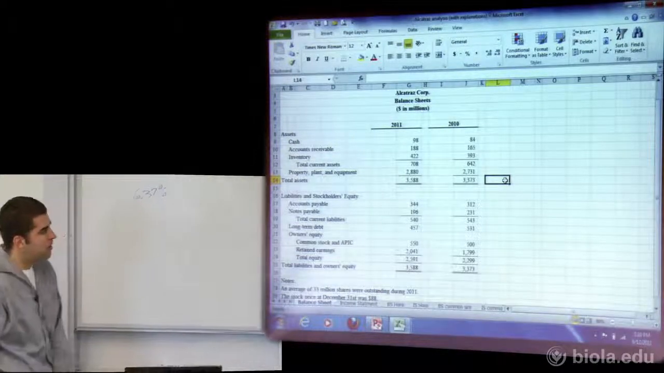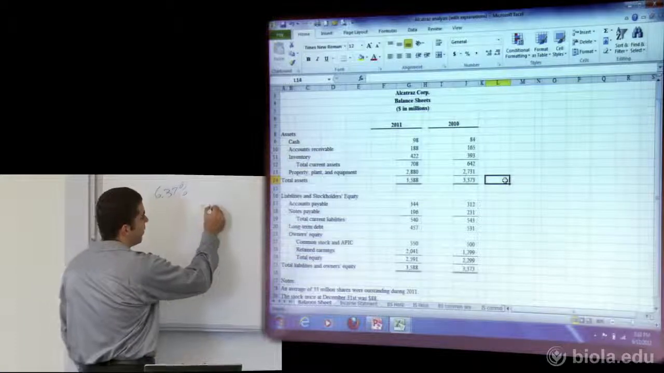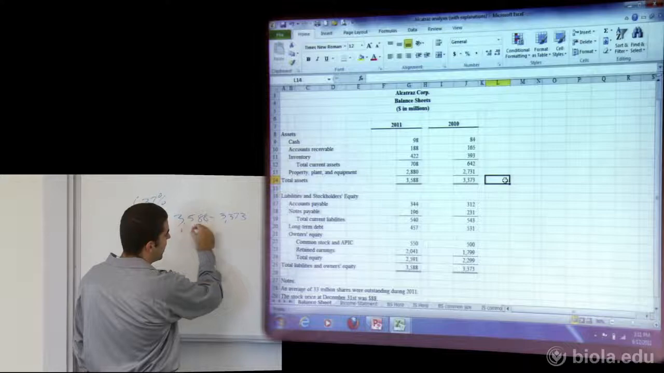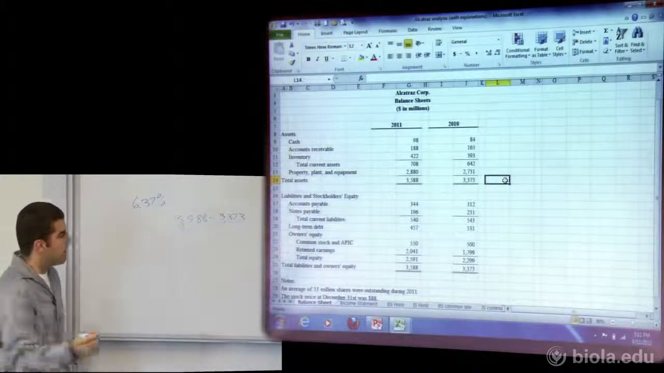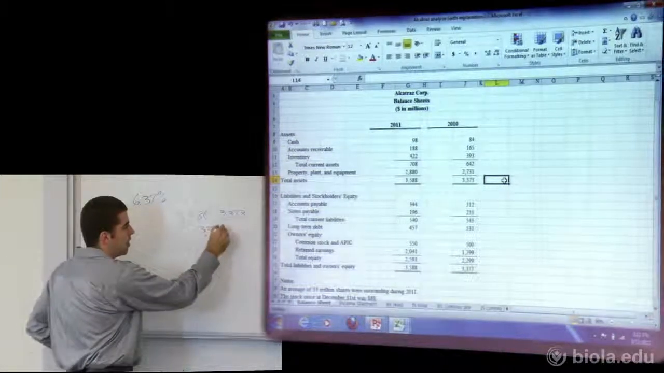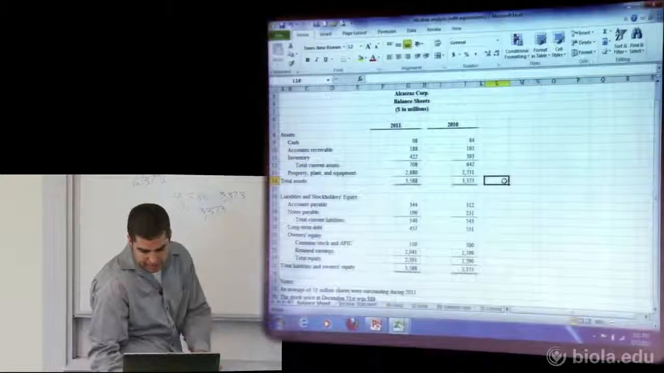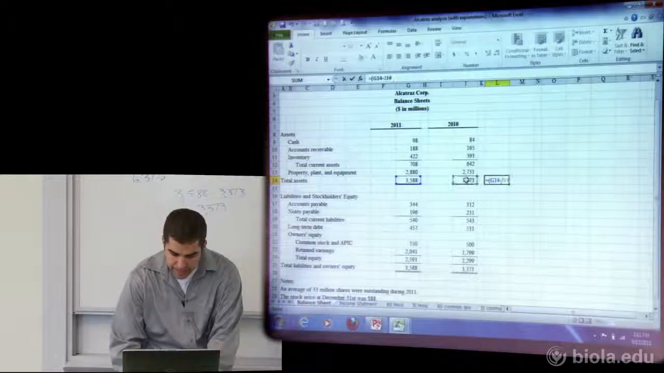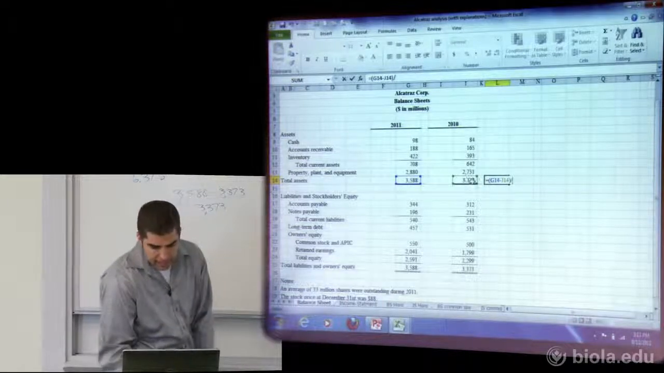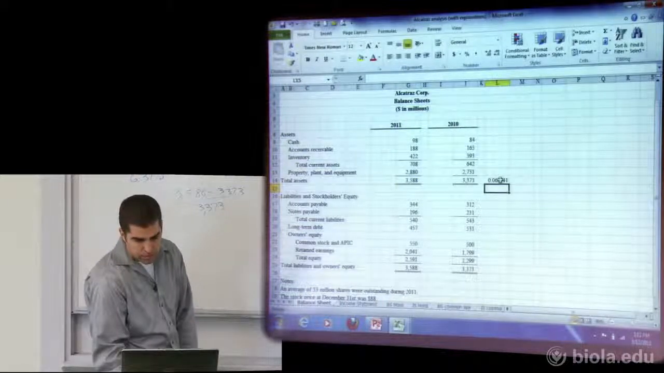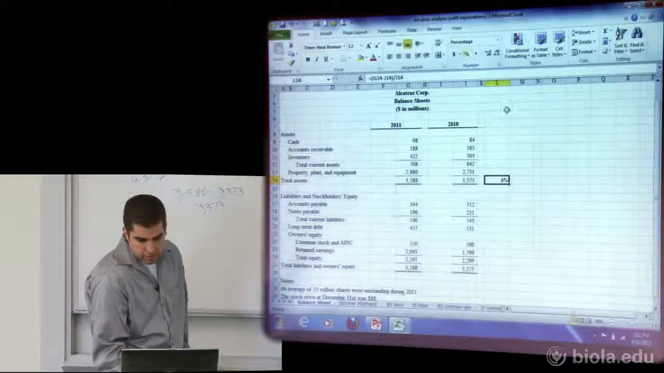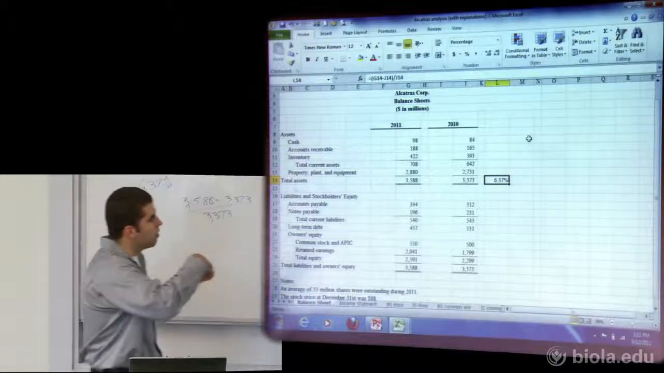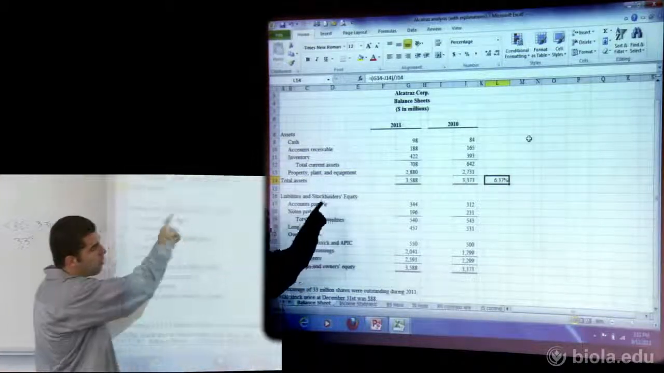So if we were putting this in a formula here, we would say the current year, 3,588, minus 3,373, divided by which? 3,373, the base year. And let's just put that together here on the slide. That cell minus that cell divided by the 2010 cell, and we could put it in a percent form, 6.37. There you go.